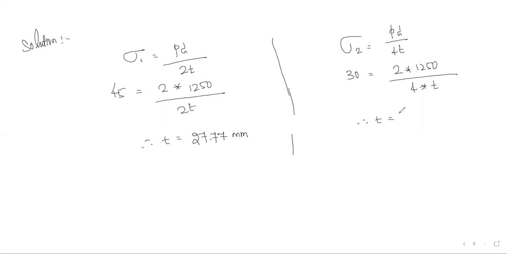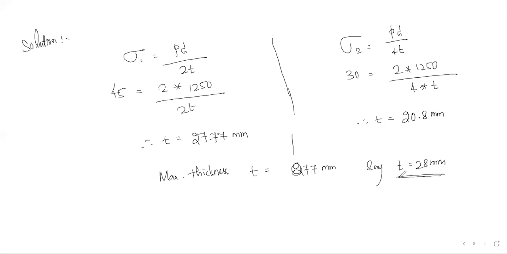It becomes 20.8 mm. Therefore, among them, which one has the maximum thickness? Therefore, the maximum thickness T is equal to 27.7 mm. Say T is equal to 28 mm to withstand the fluid pressure of 2 Newton per mm square. Okay, so this is the answer for our fourth question. Next one is the fifth problem.